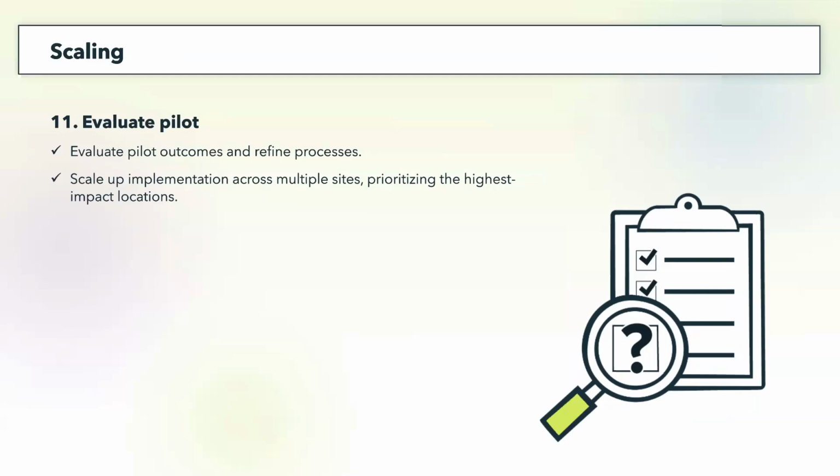You want to take it to other sites. Part of that is evaluating this pilot, right? And that's where your KPIs come into play. You want to know how successful this was, which lessons did we learn from this pilot project that we can maybe carry over to the next projects, right? And we're always prioritizing the highest impact locations, right?